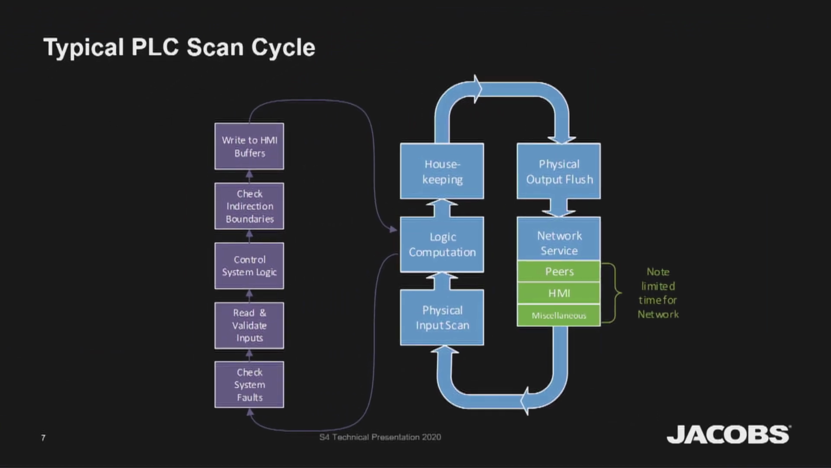Now, inside here, this is the subject of most of the talk. First of all, check for system faults. Read and validate your inputs. You want to make sure as you go down this list that you want to be able to do things like indirection boundaries. And I'll get into that in a second.